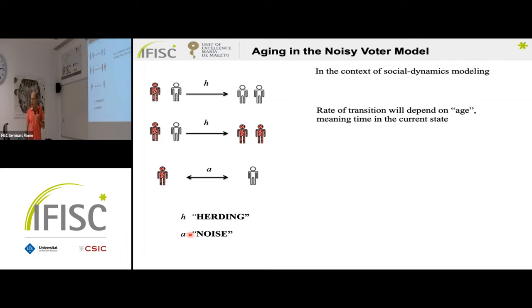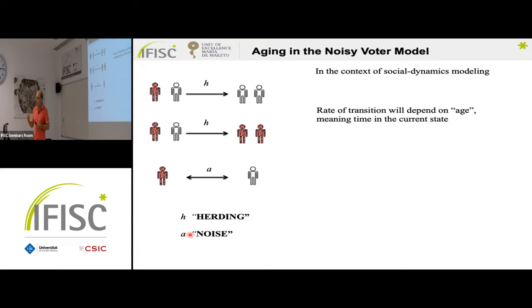But we will include a phenomenon by which the rate of transition, more specifically, the rate of copying, depends on age. It depends on how long you have been in your current state. This is like some inertia. The longer you are holding an opinion, the more difficult it is for you to change. Replace opinion by some other thing. The longer you have been using one operating system, the more difficult it is for you to change. The longer you have been voting for a party, the more difficult it is for you to change.